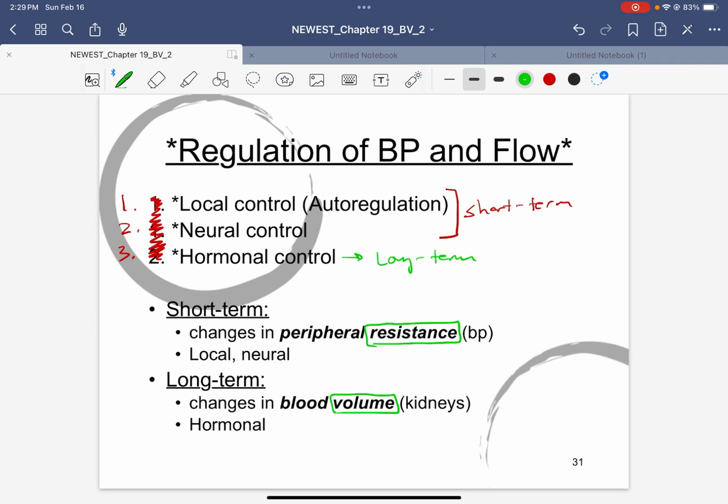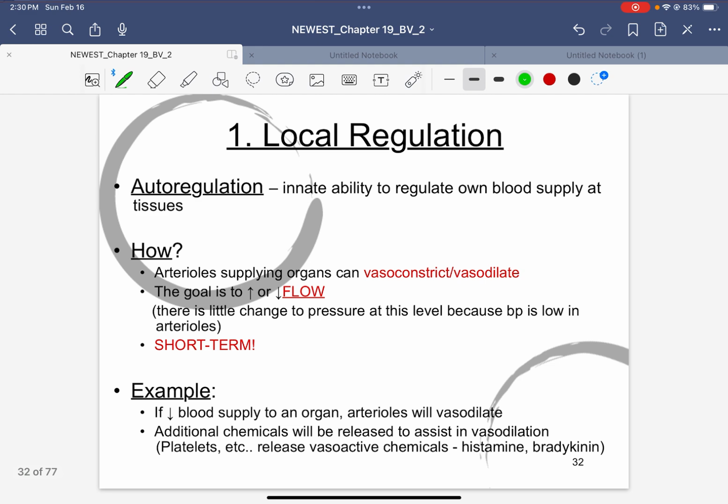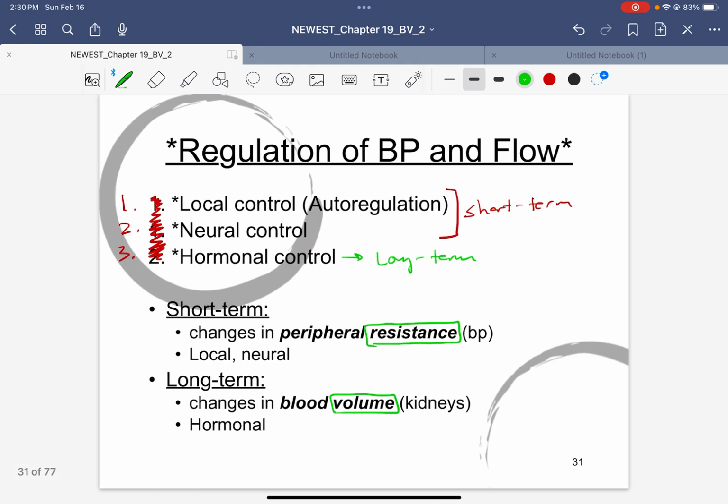It's all going to make sense. Let me just introduce this and then we'll be done. We're talking about how we regulate blood pressure and flow, how we get the right amount of blood to the right part of the body when it's needed. We can do it locally and through neural. Those 2 are short term. And then we can use hormones long term. I just want to talk briefly about number 1 because it's what we've already talked about.